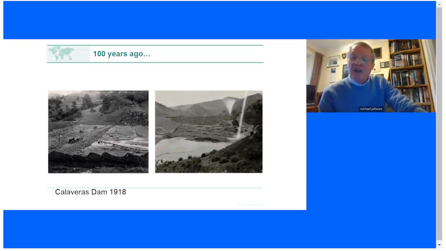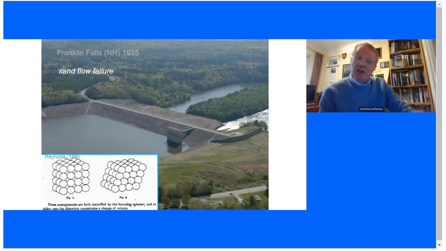Now, the big change came about with this dam. This is at Franklin Falls. It's in New Hampshire. It's about an hour's drive up the interstate from Boston on the east coast of the United States. And it was designed and constructed by the US Corps of Engineers. And the engineer of record was a chap called Colonel Lyman. And Lyman was determined that he was not going to have a liquefaction failure with his dam. In those days, it was called sand flow failure. They didn't call it liquefaction.